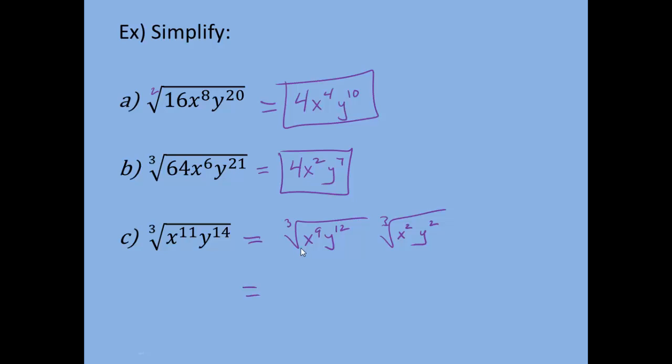So the cube root of x to the 9th is really x to the 3rd power, because you do 9 divided by 3, which gives you 3. And then the cube root of y to the 12th is y to the 4th power, because you're doing 12 divided by 3, which gives you 4. And then the cube root just stays. So this will be x cubed y to the 4th times the cube root of x squared y squared, and that's it. You can't break that down any further. Alright, let's take a look at a few more.